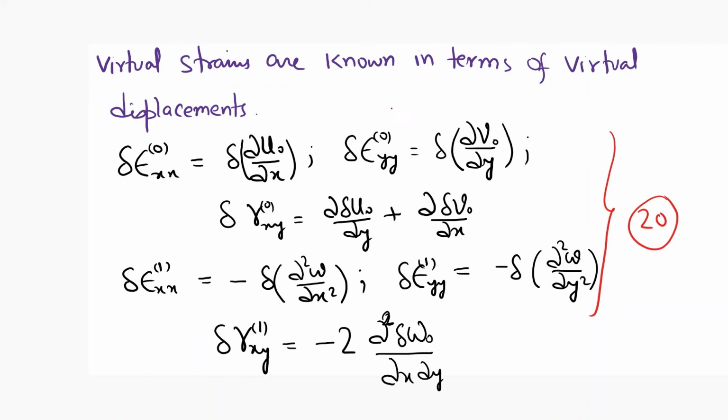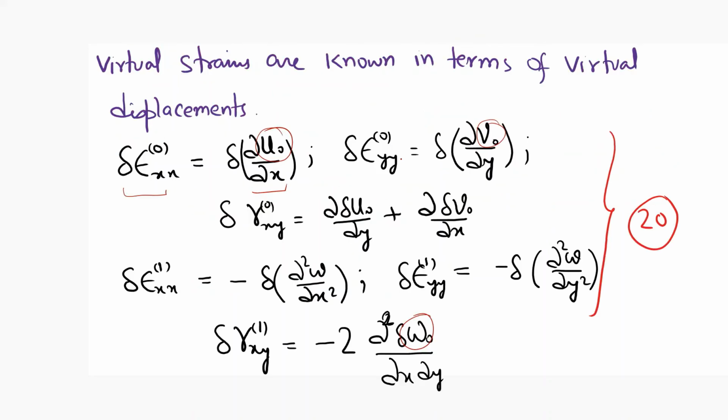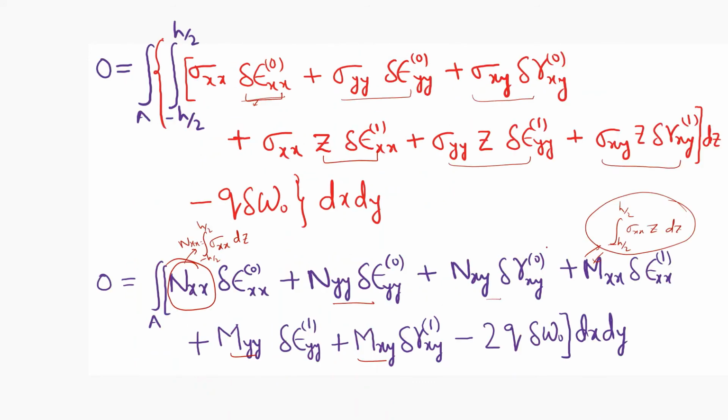So, virtual strains are known in terms of the virtual displacements. So, delta epsilon naught xx is del u naught by del x, where it is known in terms of the displacement functions u naught. So, we will open these with u naught, v naught, and here w naught, delta gamma xy, and we will substitute equation 20 in equation 19. So this is equation 19. We will just put these values of epsilon xx naught in terms of the u naught function, v naught function, and so on, w naught function.